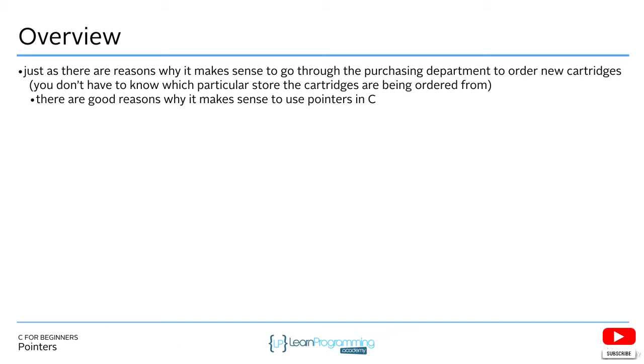So just as there are reasons why it makes sense to go through the purchasing department to order new cartridges, you don't have to know which particular store the cartridges are being ordered from, for example. There are also good reasons why it makes sense to use pointers in C, to use these variables that represent a memory address. We talked about memory addresses in the very beginning of the course, and how whenever you run a program and you create variables, those are stored in memory. And that memory has a particular address. You have to know the address to get that data back. Just like you need to know the address of a house if you're driving somewhere, or an address of a location.